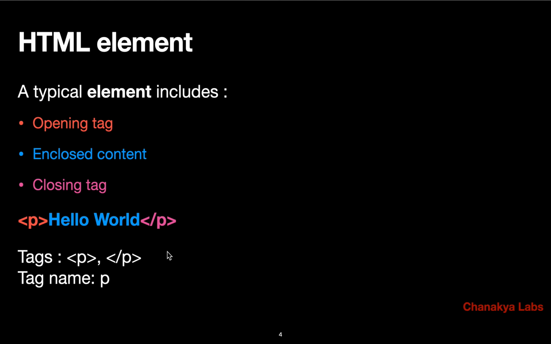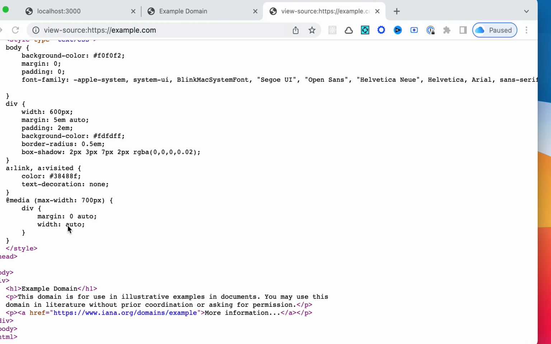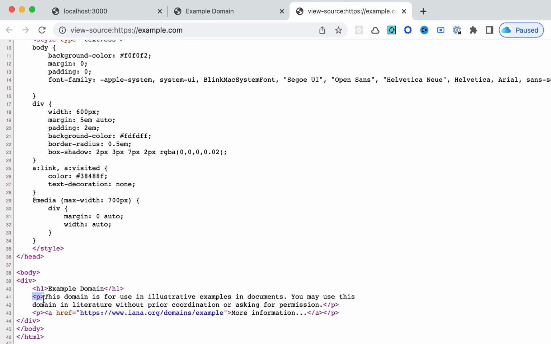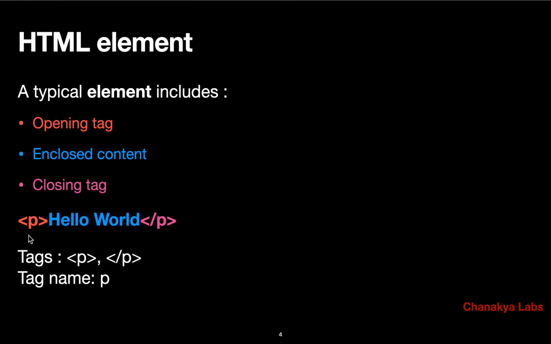So this is what I was talking about: when we dig into the structure of a particular element, we see that any element includes an opening tag, some enclosed content inside that tag, and a closing tag. As we saw earlier, if this p for paragraph is starting, then this paragraph is ending, and this part is the body of the paragraph, right? In a similar manner you can see that this paragraph is starting, ending, and something can be inside it, and that is called the enclosed content.